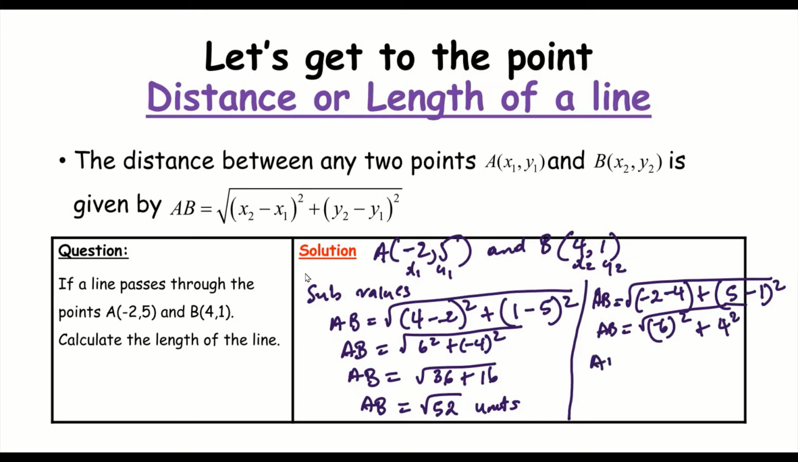So we still get AB is equal to the square root of 36 plus 16. So AB is equal to the square root of 52. Square root of 52 units would be our final answer. Or if you would want to write your answer as a decimal, you can go ahead and do so.